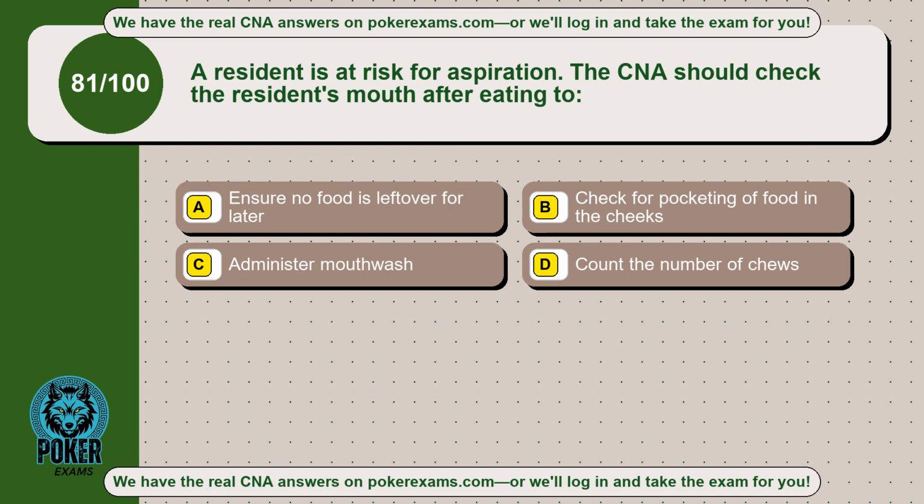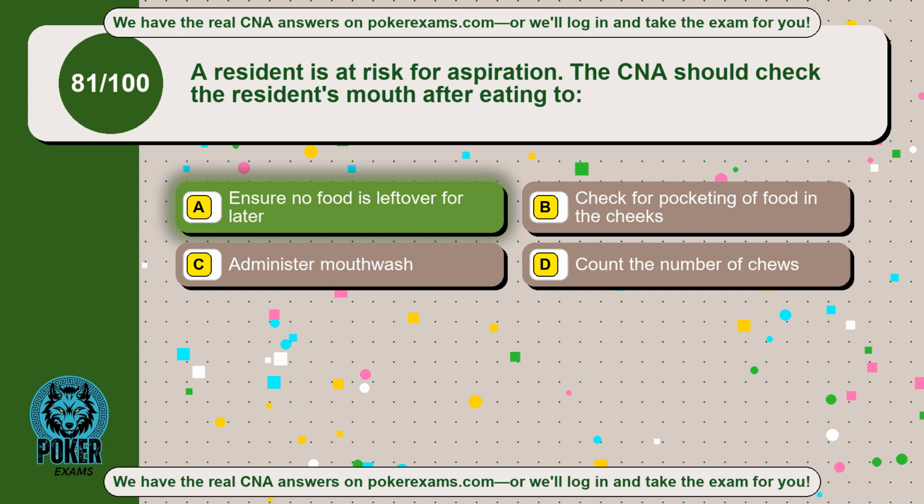Question 81. A resident is at risk for aspiration. The CNA should check the resident's mouth after eating to: Option A, ensure no food is left over for later. Option B, check for pocketing of food in the cheeks. Option C, administer mouthwash. Option D, count the number of chews.